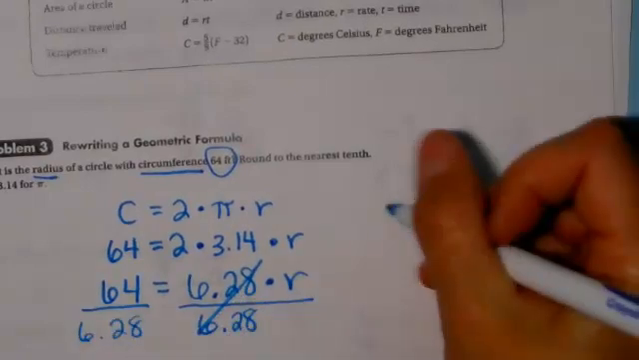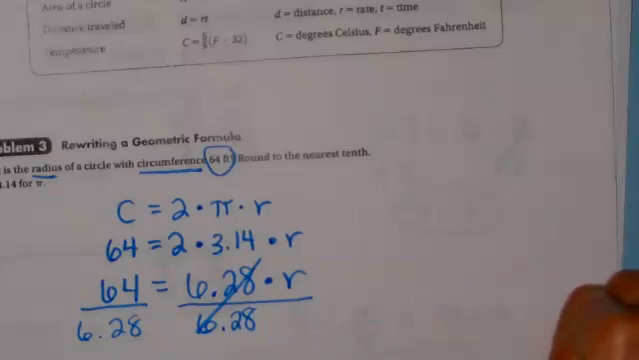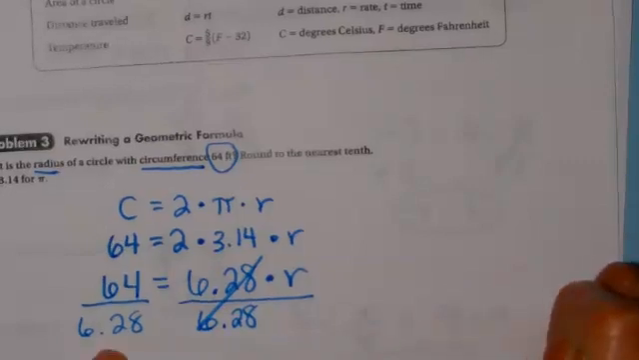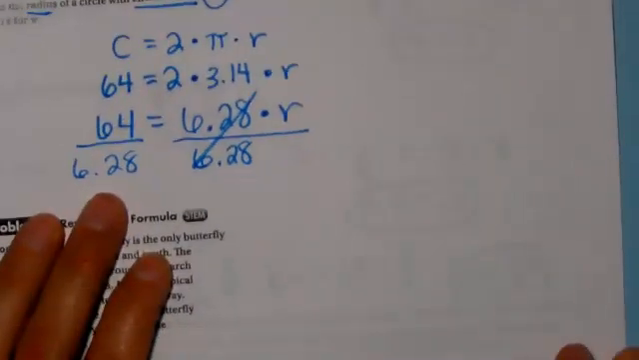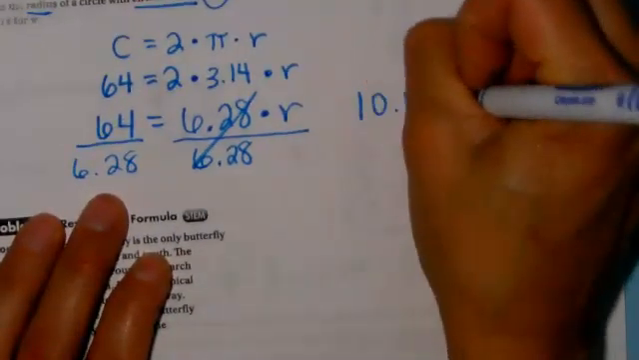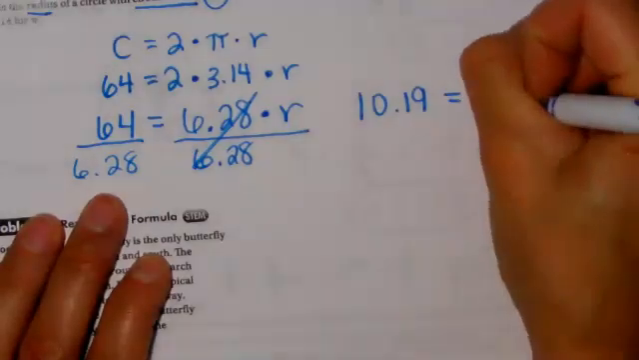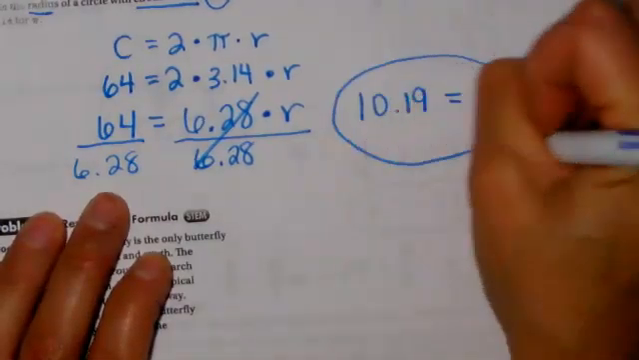We will get 64 divided by 6.28. What do we get when we divide that? Go ahead. What did you get? 10.19 on this side equals, on this side, all that's left is r. This is the radius. That's the answer.